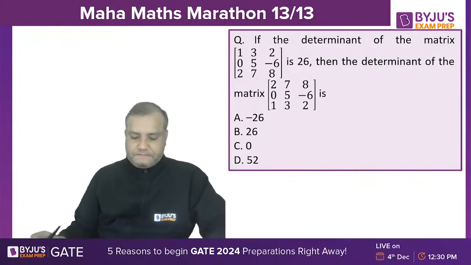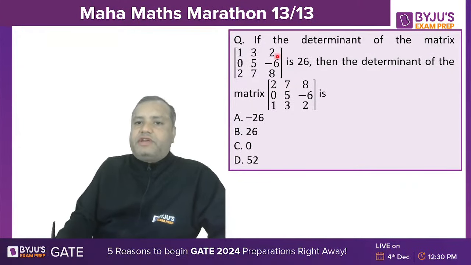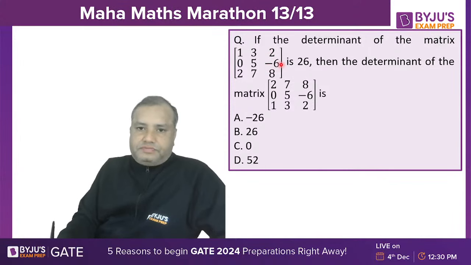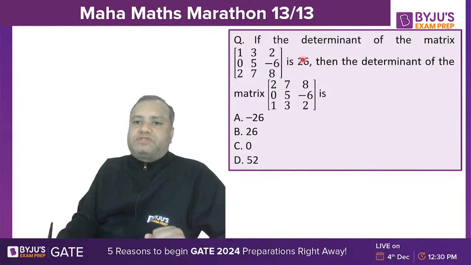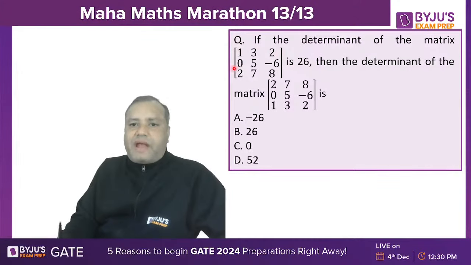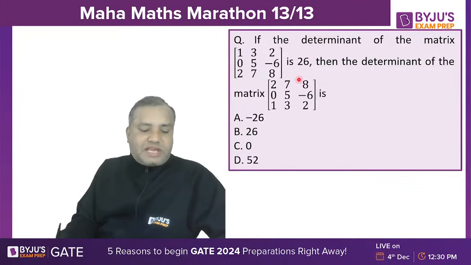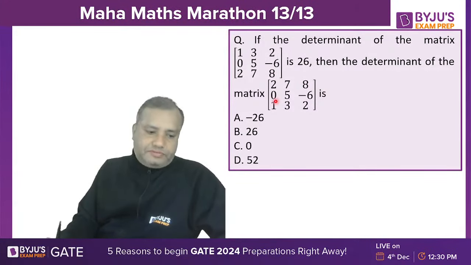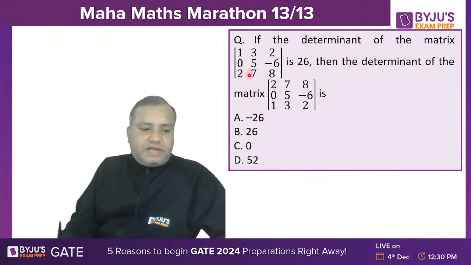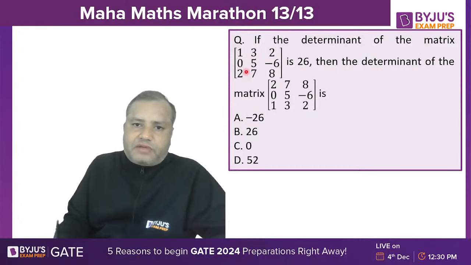Superb. So the concept here is they have given you a matrix whose determinant value is 26. They manipulated this matrix, and this is the new manipulated matrix. Now they are asking for its determinant value.